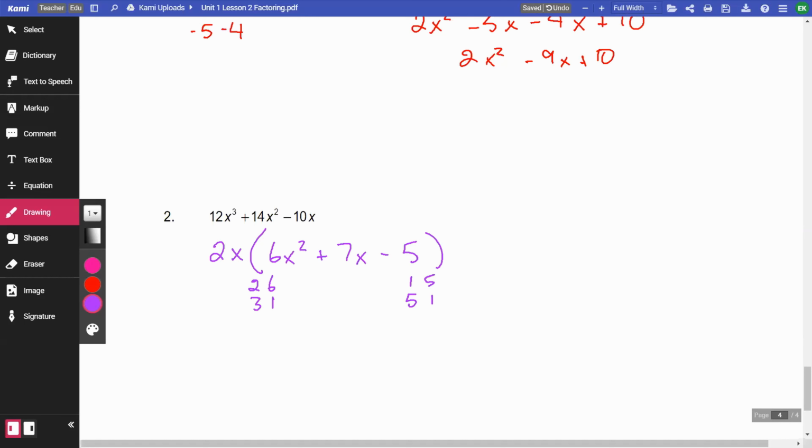All right, so let's start to check. How can we get 7? So we got 2 and 5 is 10, 3 and 1 is 3, 10 and 3. Ooh, I think I just found it right away. Nice. That was efficient.